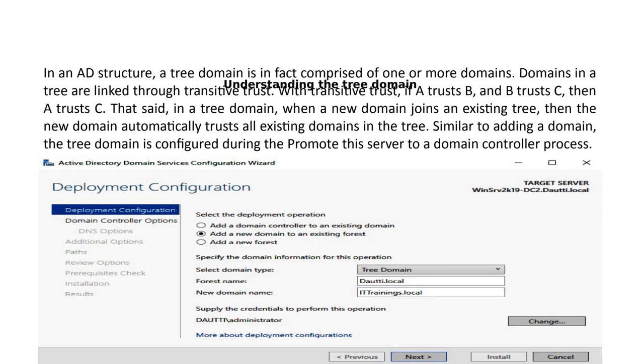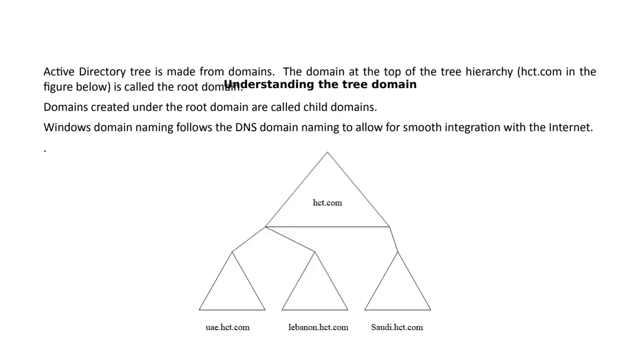So these are the steps to install the Active Directory. We are going to do this in the lab, inshallah. You need to know that Active Directory is a hierarchy, like a tree, with a stem and branches. So here we have hct.com, then we have ue.hct. These are child domains. This is the domain.